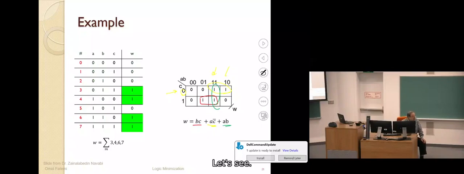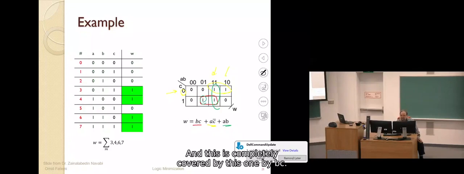Are they prime? Let's see. Prime is if it is not covered by anything. So this is prime because it is not covered completely by any other thing. But, for example, this is an implicant which is A naught, B, C, and this is completely covered by this one, BC. Yes? So this is not a prime implicant.